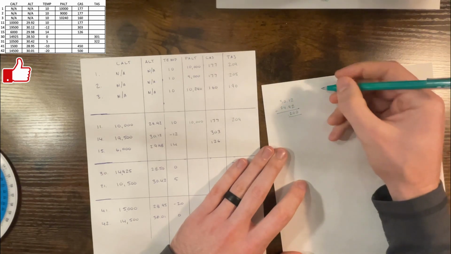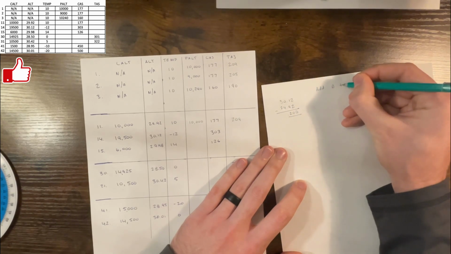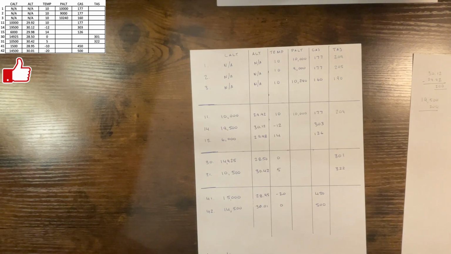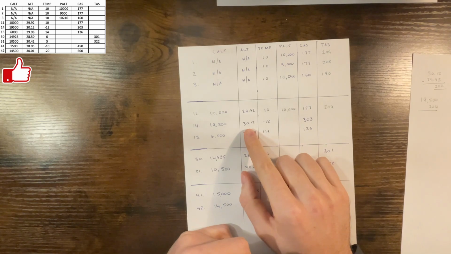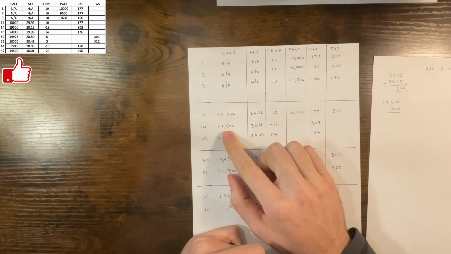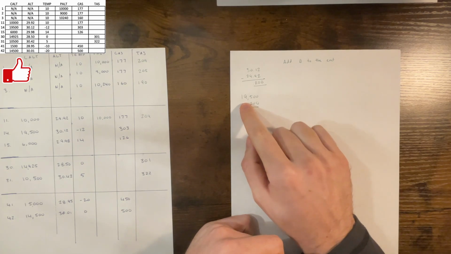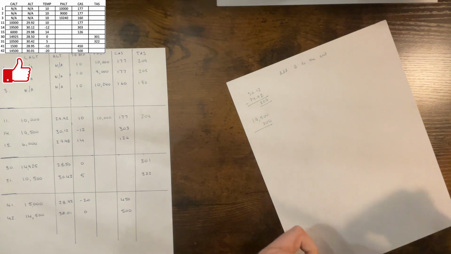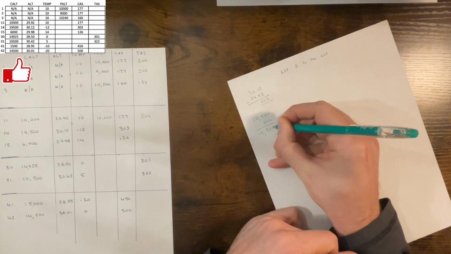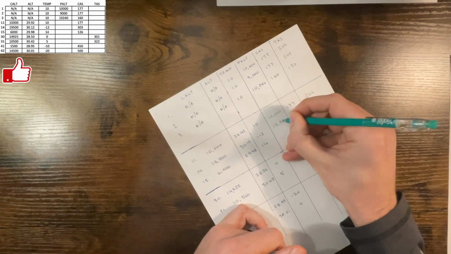You're always going to add a 0 to the end. Because our altimeter setting is higher, we're going to subtract the 200 from our calibrated altitude. So our calibrated altitude is 19,500. We're going to subtract 200 from that. So our pressure altitude is going to be 19,300. So we can go ahead and put 19,300 here.